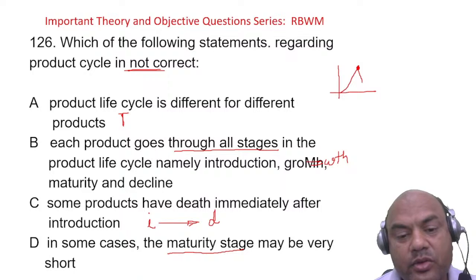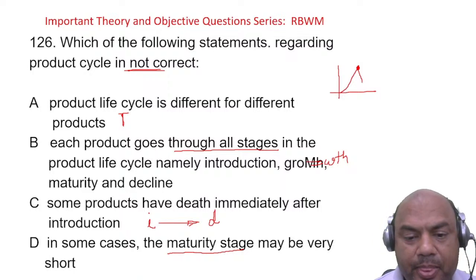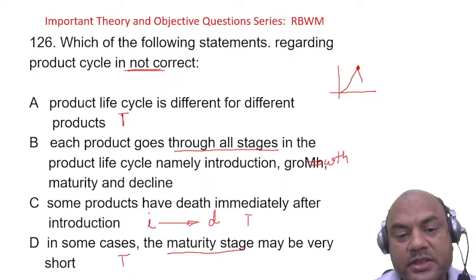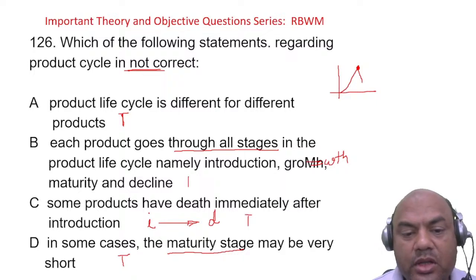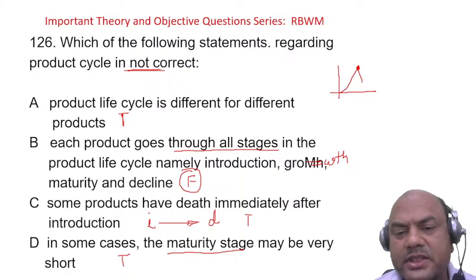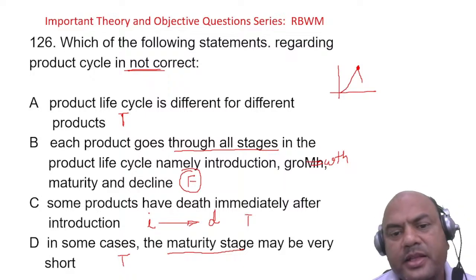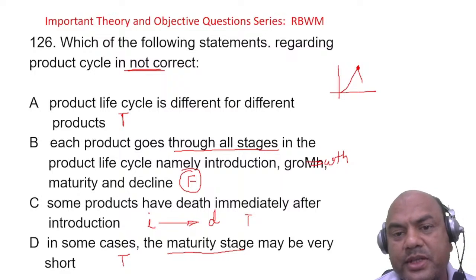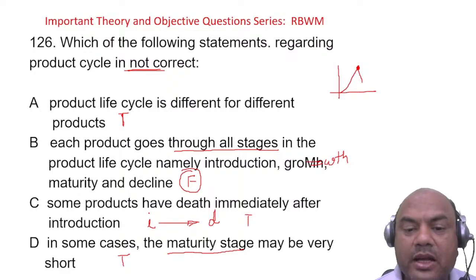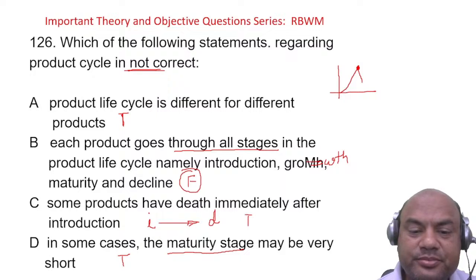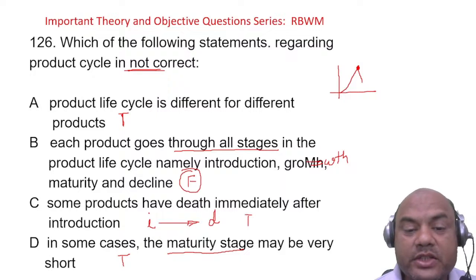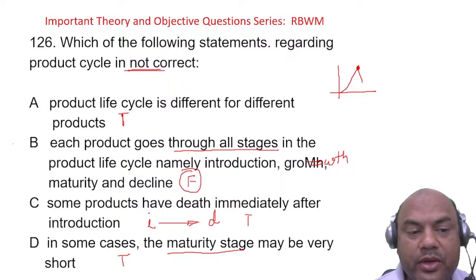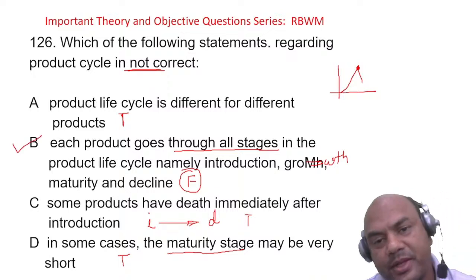Now let's look at the B answer. Each product has to grow. So this is true and this is also true. Now look at this. This is false. Why? Because all products have to go through all the stages. It's not compulsory. Some products, whenever they are introduced, immediately go to the maturity phase. Some products go directly to the decline phase. So this is false. So the answer is B. Not true is B.